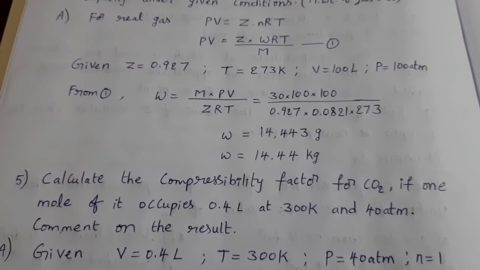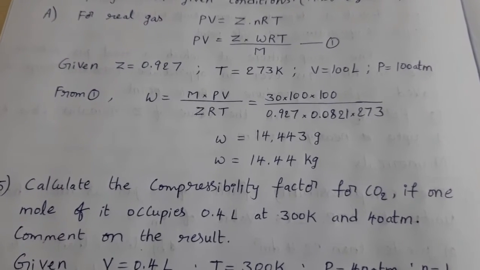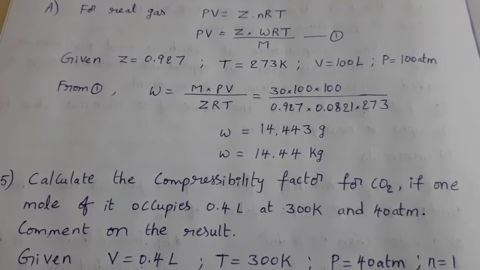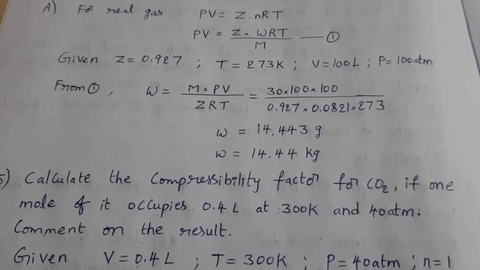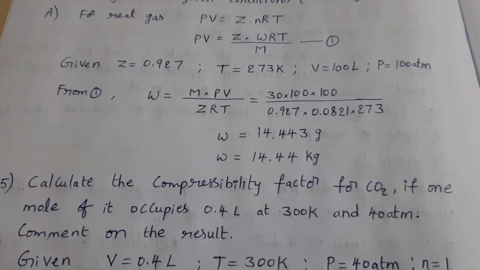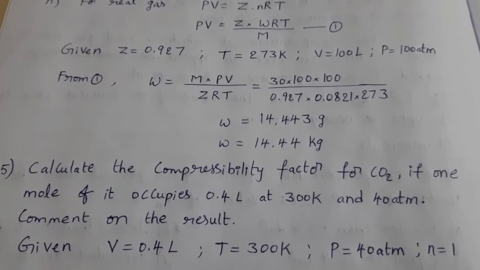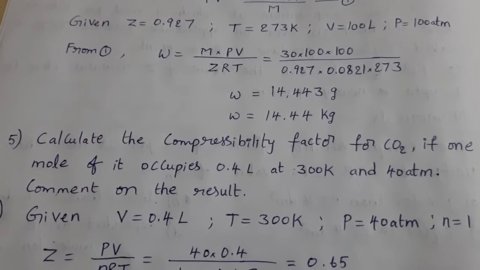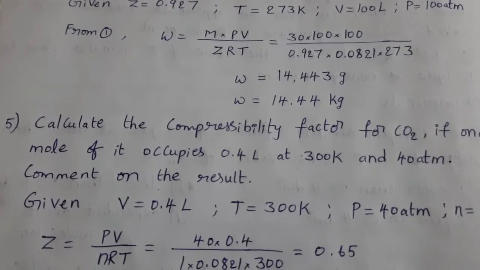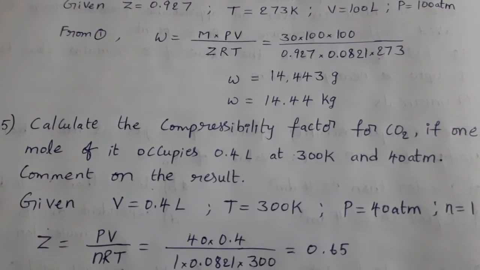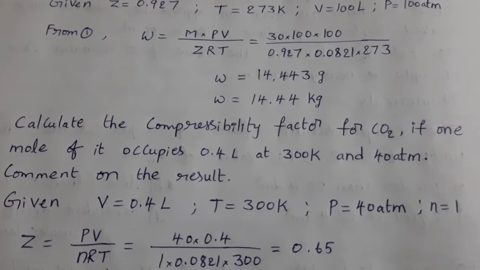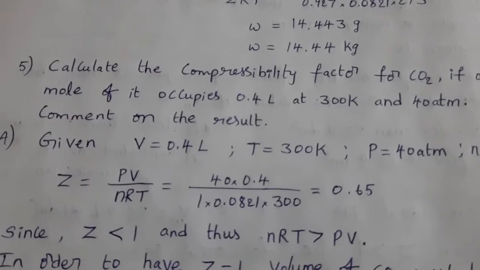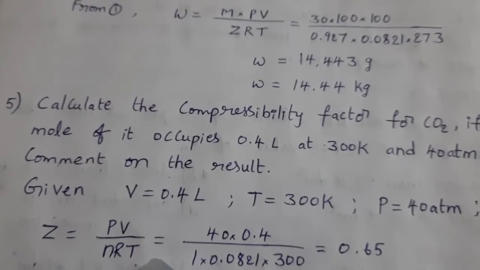Next, calculate the compressibility factor for CO2 if 1 mole of it occupies 0.4 liters at 300 Kelvin and 40 atmosphere. Comment on the result. Okay, so Z value we should calculate. Note down given data. Given volume V equal to 0.4 liters, temperature 300 Kelvin, pressure 40 atmosphere, number of moles 1. Now Z equal to PV by nRT.